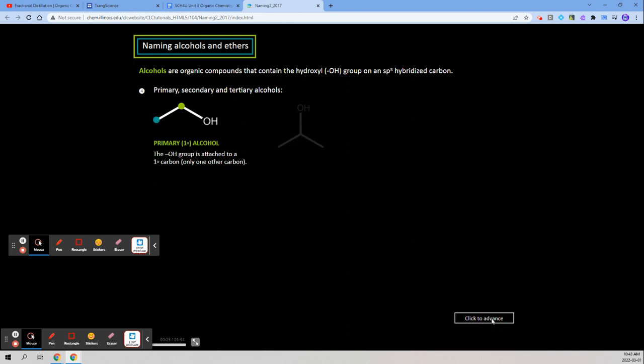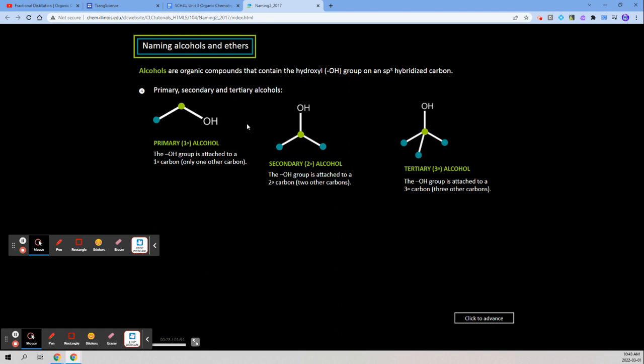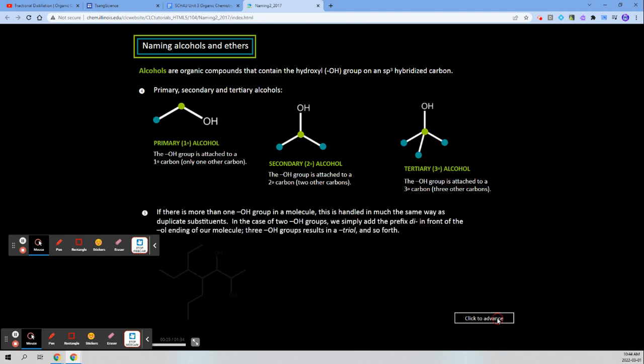So a primary alcohol, a secondary alcohol, and a tertiary alcohol talk about what type of shape the molecule is that's attached to this hydroxyl group. And the carbon, this green carbon right here, if it's attached to only one other carbon, it's called a primary alcohol. If this carbon attached to the OH, this green one, is attached to two carbons, it's a secondary alcohol. And if it's three, it's a tertiary alcohol.